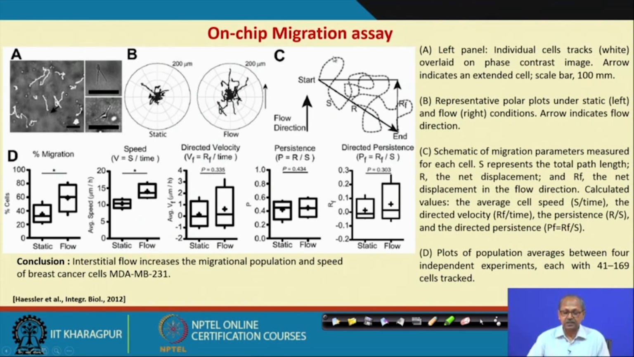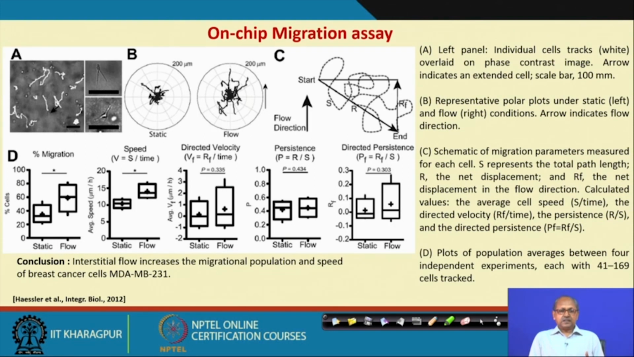This is the start of the cell, the cell has migrated in a zigzag pathway, then this is the end. S represents the total path length, R the net displacement, and RF the net displacement in the flow direction. We calculate speed as S by time, directed velocity, persistence and directed persistence. In that way, for both static and flow conditions, we calculated the percentage of cells and how much migration there is.